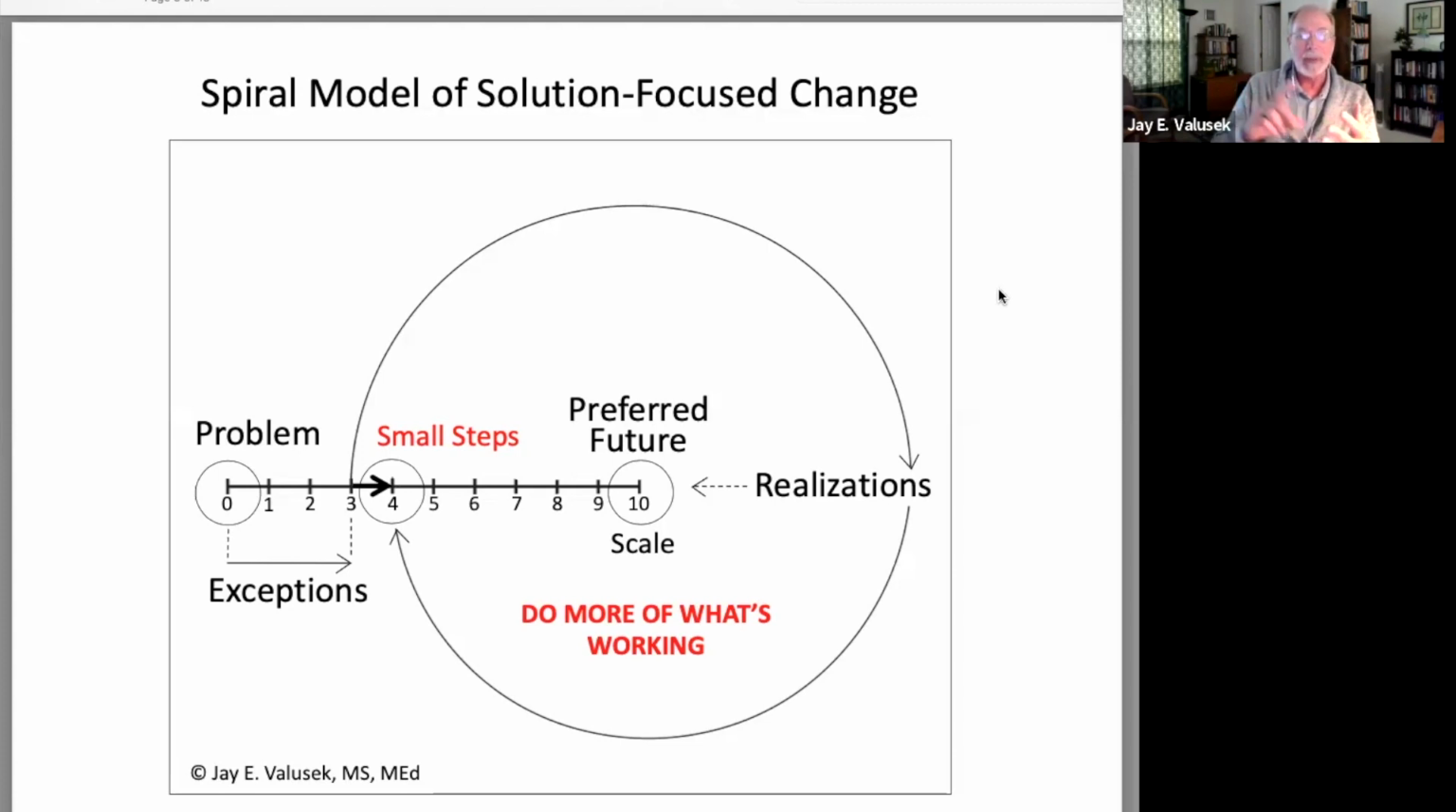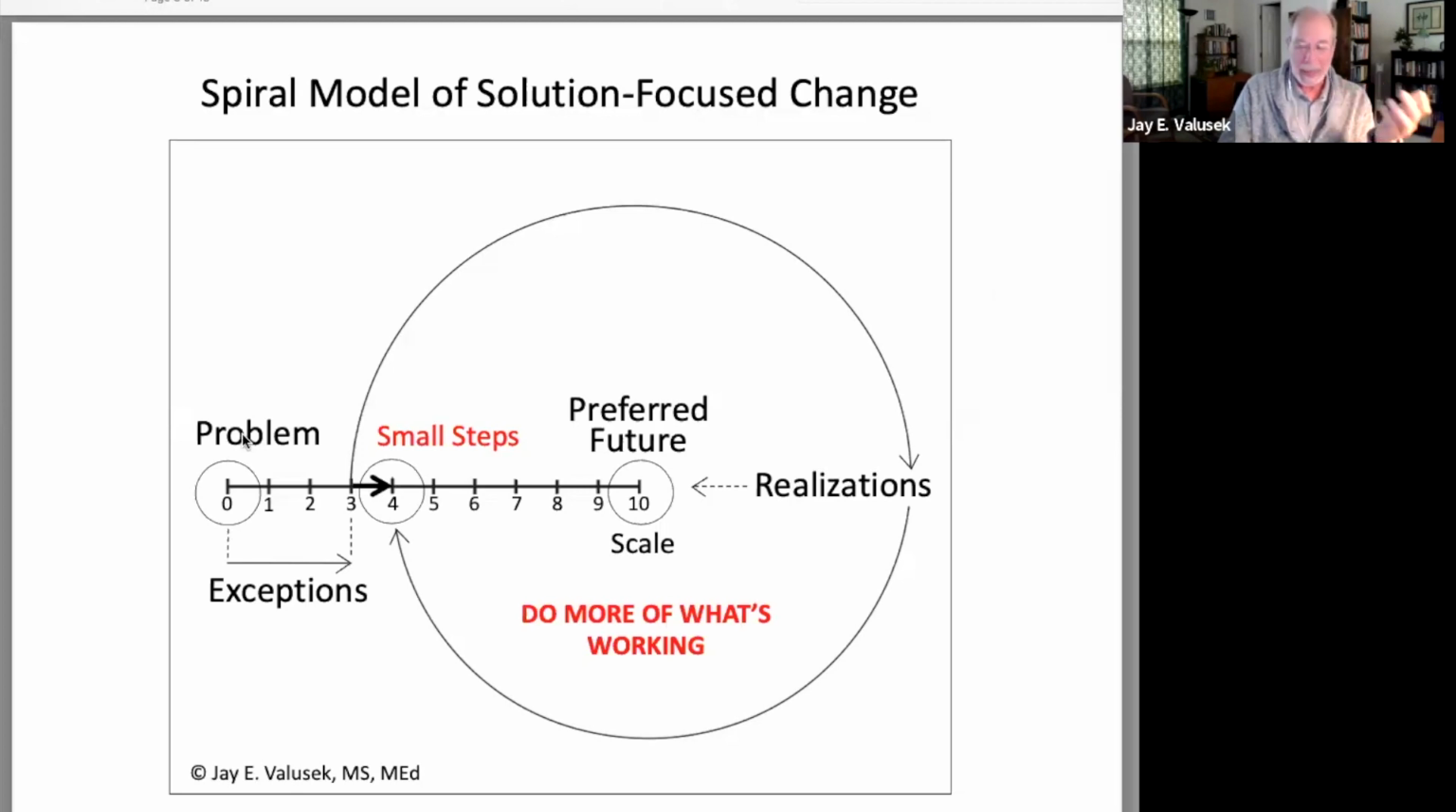Look at how many components we've looked at. Problem is 1. Preferred future is 2. A scale is 3. Exceptions is 4. Realizations is 5. These are components that I see as basic parts of it. Now, this may be all a person needs, and they'll keep moving. But if they get stuck, I would run into people who say, I had one moment in the last week where I wasn't in pain.